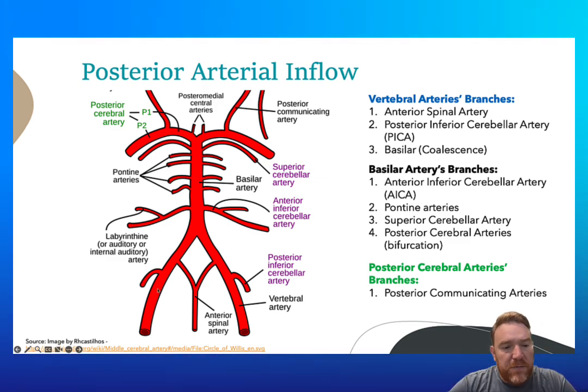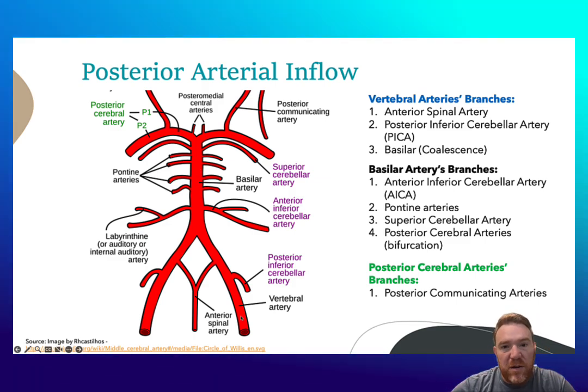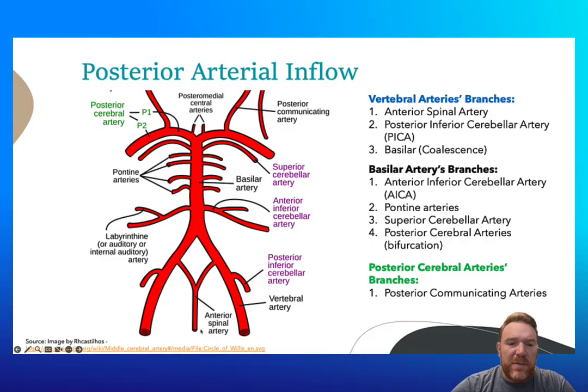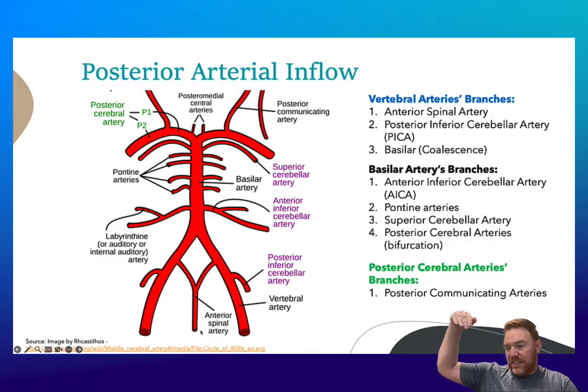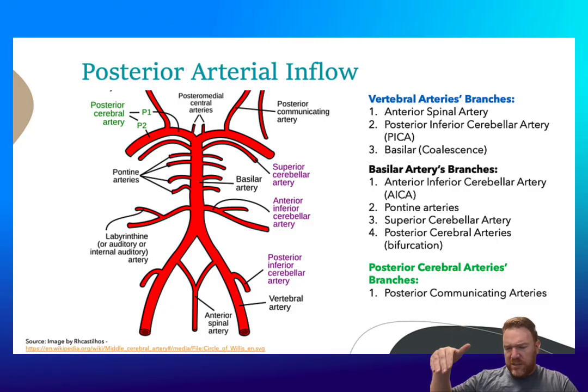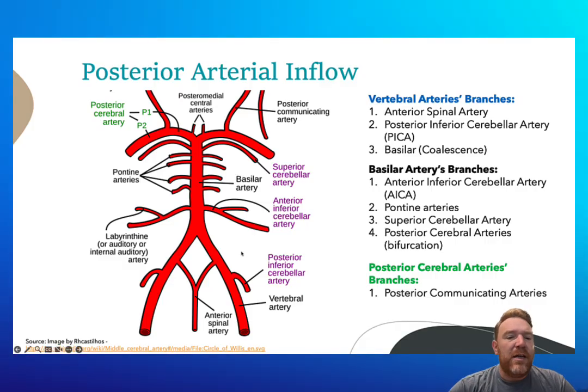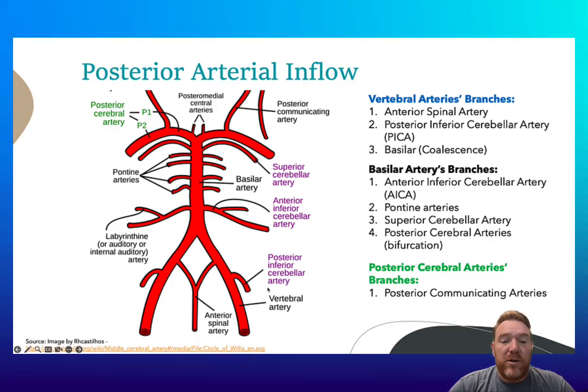Now, backing up, the vertebral arteries here have a couple of branches. The first one's the anterior spinal artery, and that anterior spinal artery is going to dive down onto the anterior surface of the spinal cord, and it'll pick up branches along the way, but it does the entire anterior surface of the spinal cord. We're going to talk about PICA, AICA, and superior cerebellar artery here on the next slide, but posterior inferior cerebellar artery we know is PICA, anterior inferior cerebellar artery, AICA, or ICA to some people, and then superior cerebellar artery, we just abbreviate SCA.